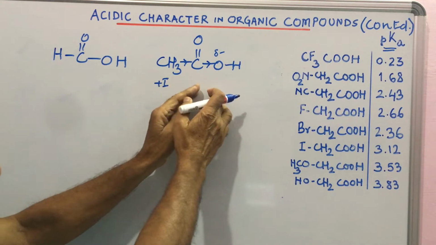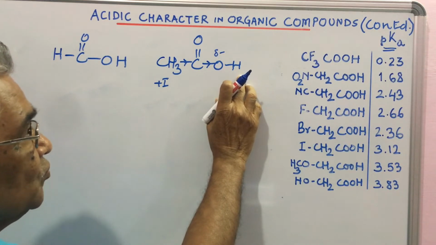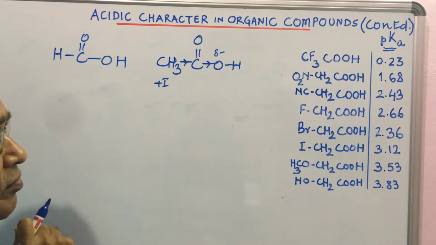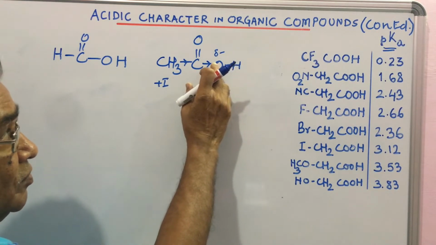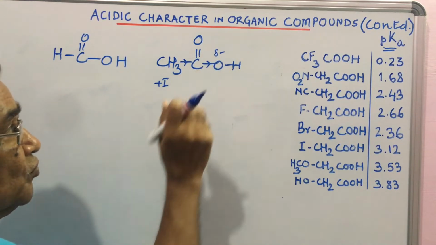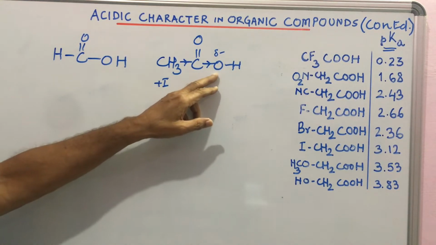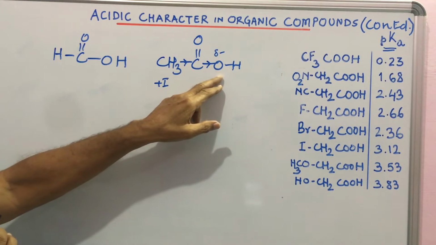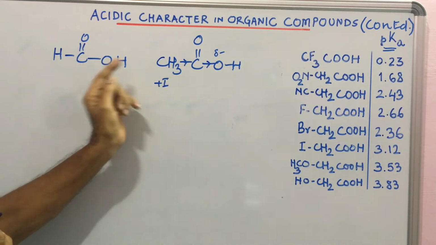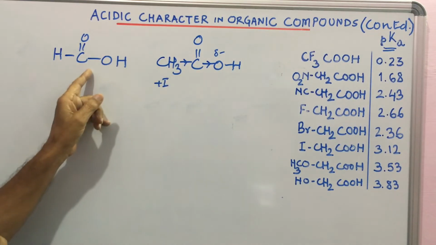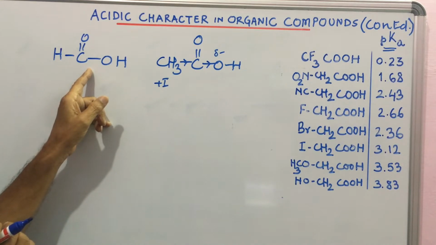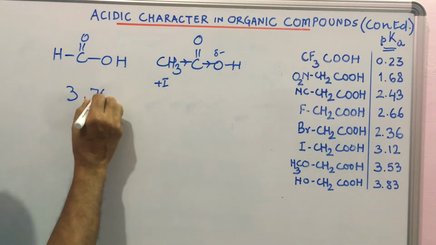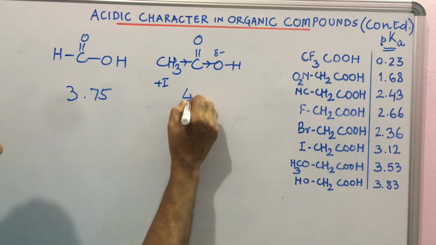Now, if this compound has to lose proton, it will have to leave behind these 2 electrons. But there is already a small negative charge on this, and this will discourage taking the burden of this electron pair over it, and hence this compound, acetic acid, is a weaker acid than formic acid. pK values 3.75, it is 4.76.